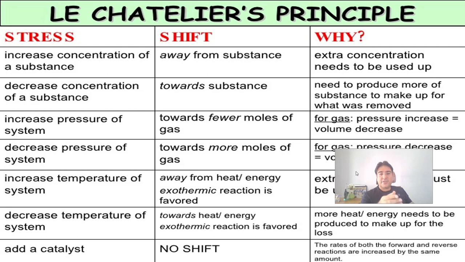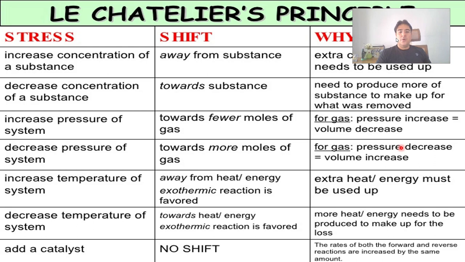If you increase pressure, it goes towards fewer molecules. This chart will give you a clear understanding of Le Chatelier's principle overall. So you can see that, okay? An increase in pressure goes towards the fewer molecules, okay? And if you decrease pressure, it goes towards more moles, all right? If you increase the temperature of the system, it goes away from the heat in the exothermic reaction, right? So this is how you can understand it.